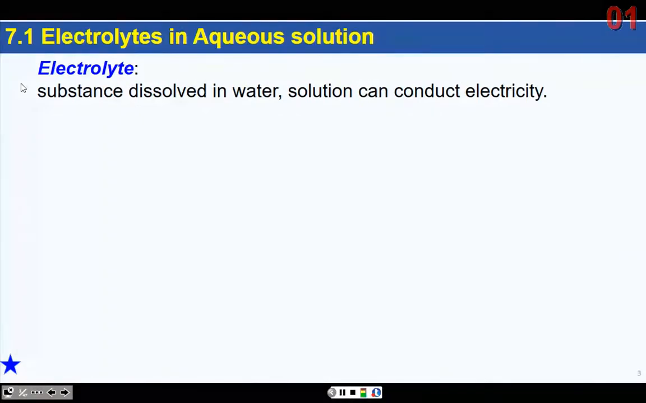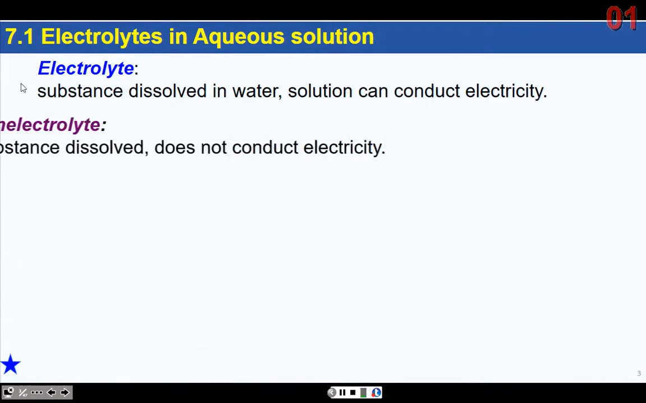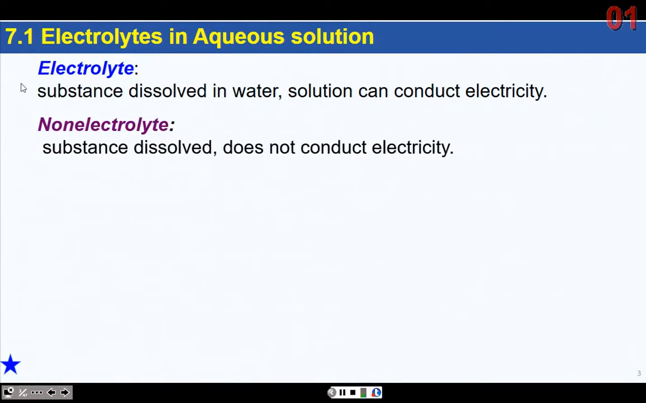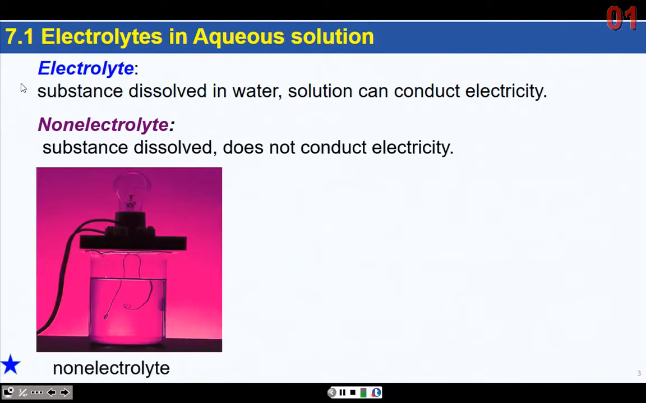So what in the world is an electrolyte? It kind of has in its name what it actually is. So it's a substance that, when you dissolve it in water, gives a solution that can conduct electricity. There are also substances which are not going to do the same, so we call them non-electrolytes. They do not conduct electricity. And so here's an example of what you would see if you had the electrodes in a solution that's a non-electrolyte. The bulb is dim.